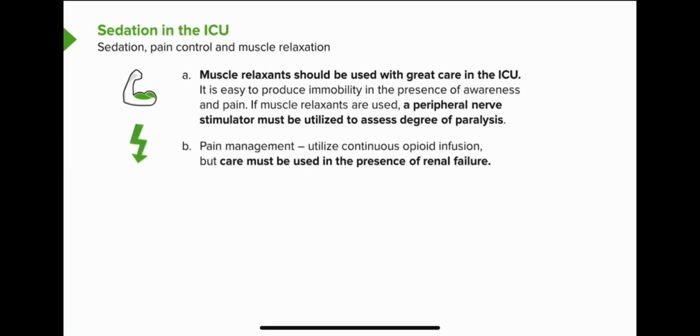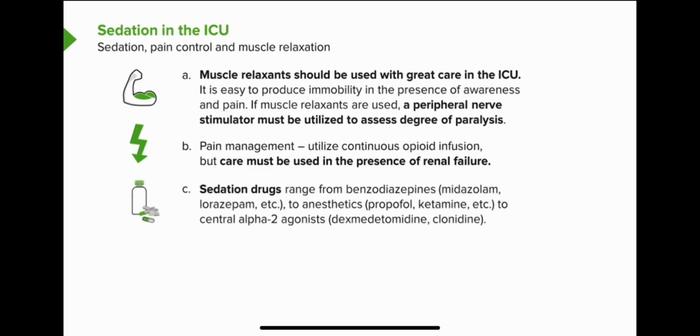Pain management is usually done by the continuous opioid infusion, but this has to be carefully done, particularly in the presence of renal failure, because complications can occur because the metabolites of the opioids are not removed by the kidney. Sedation drugs range from benzodiazepines such as midazolam, lorazepam, the old Valium, anesthetic drugs such as propofol, sometimes ketamine, and central alpha-2 agonists, drugs such as clonidine, which has been around for a long, long time, and dexmedetomidine, which is a currently very aggressively marketed drug, which seems to be an excellent drug in some situations for sedation.